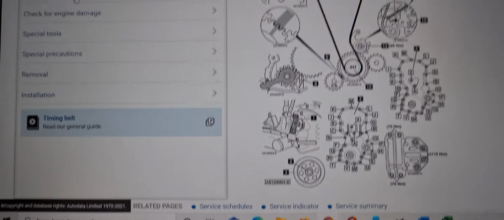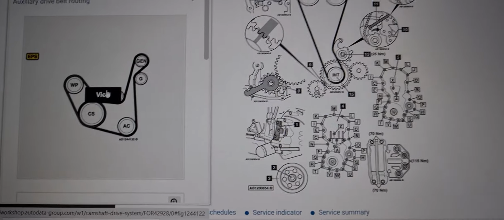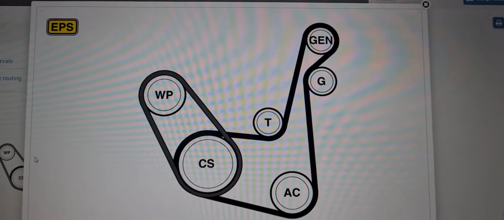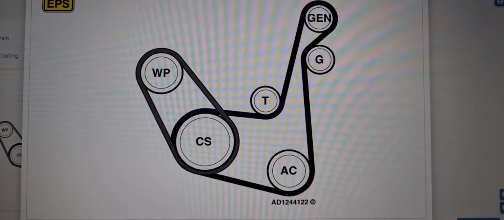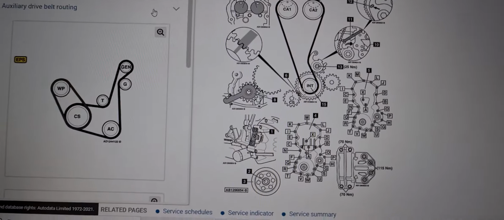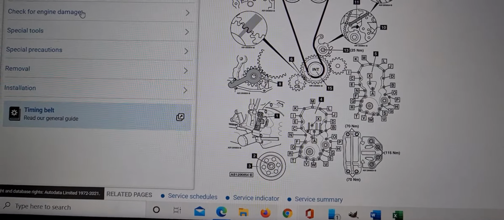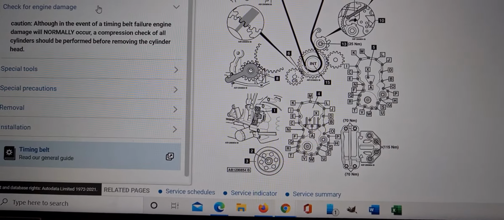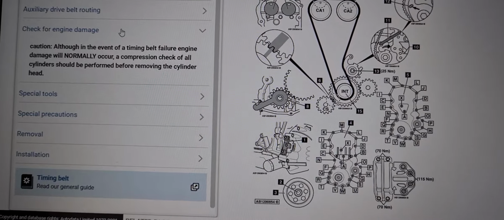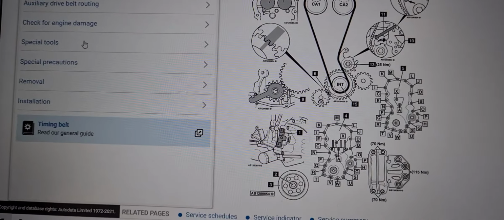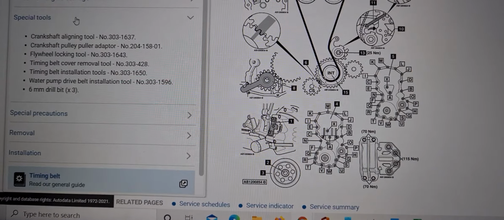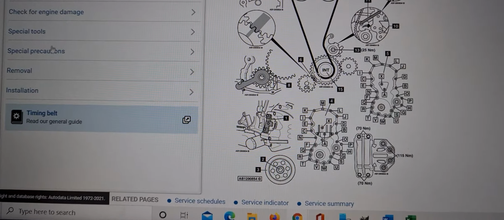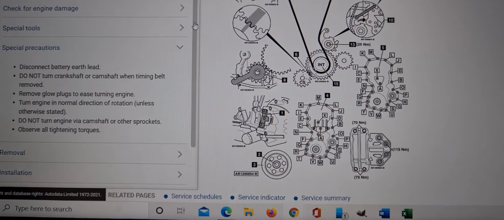So this is the drive belt diagram. So firstly, you need to check for engine damage. And these are the special tools. Special precautions.